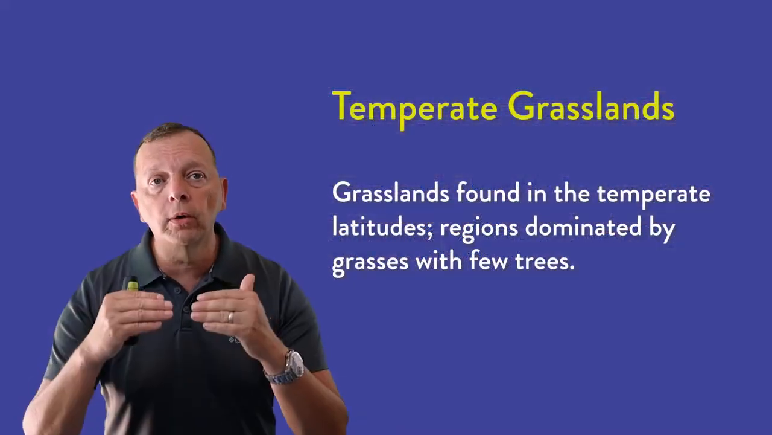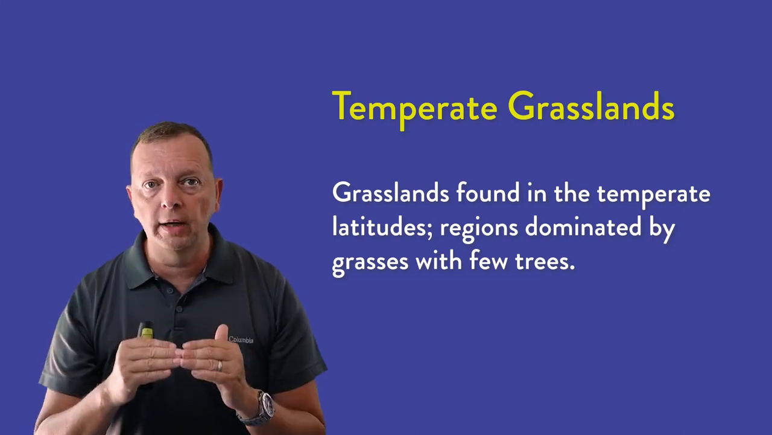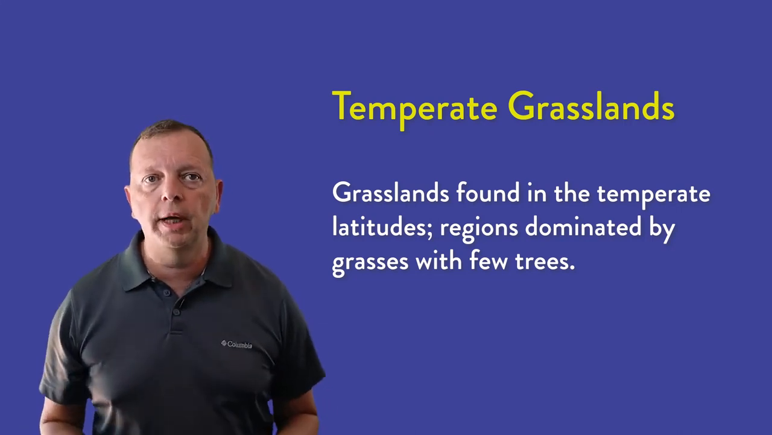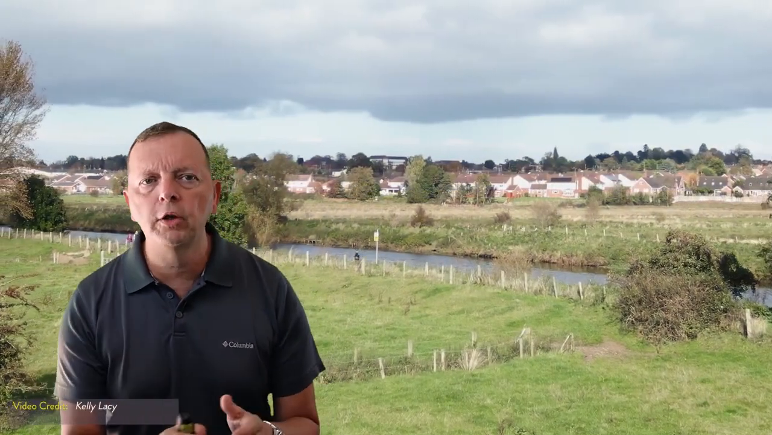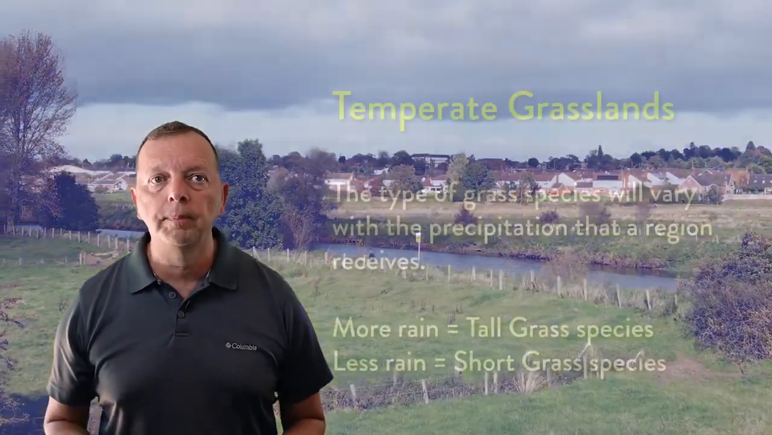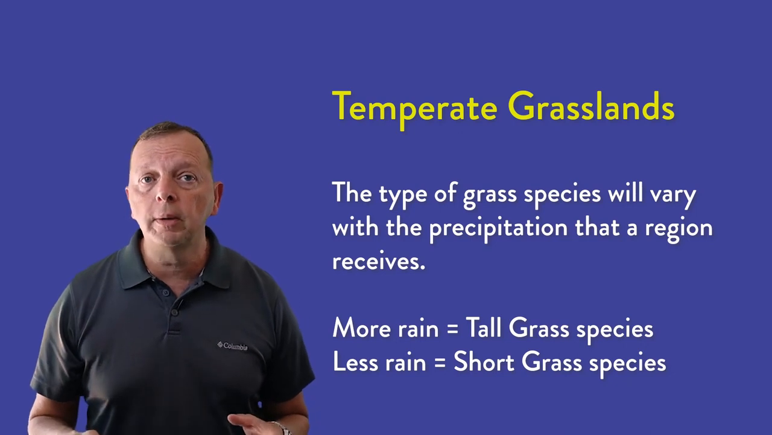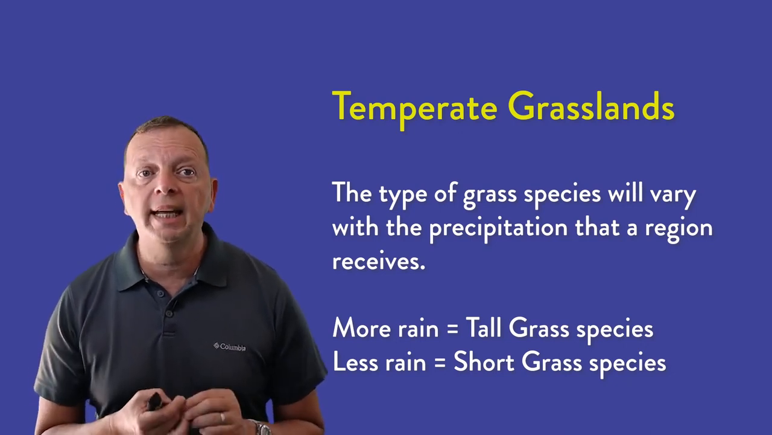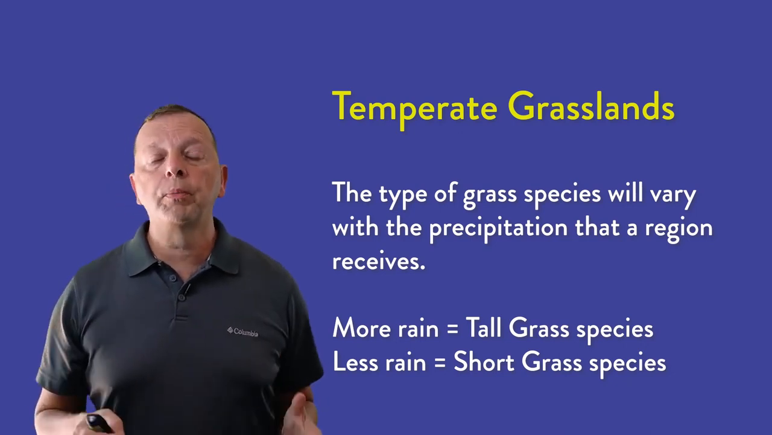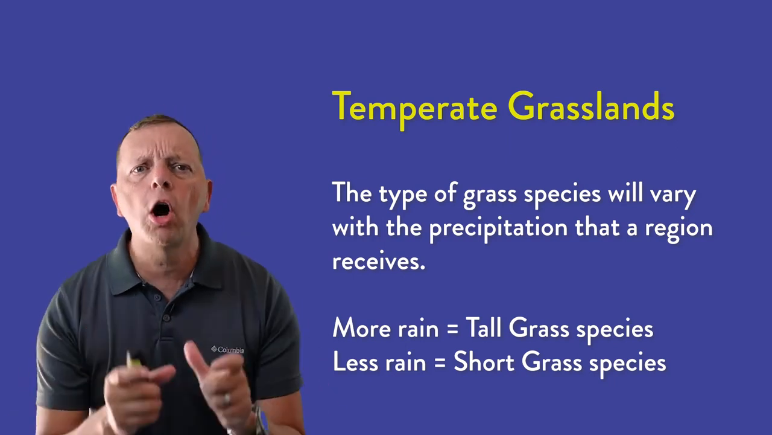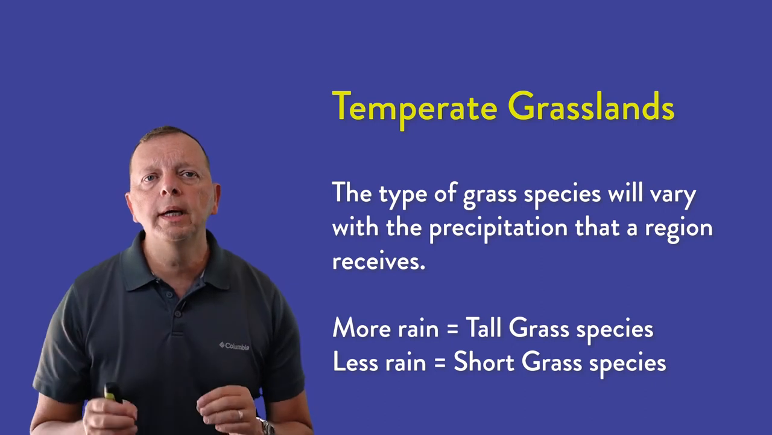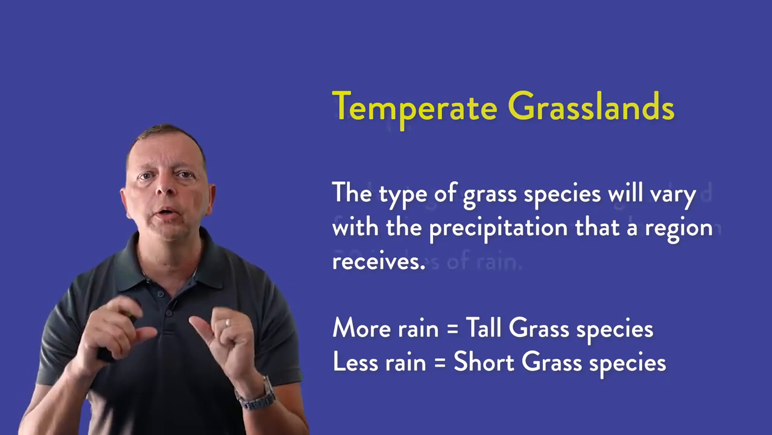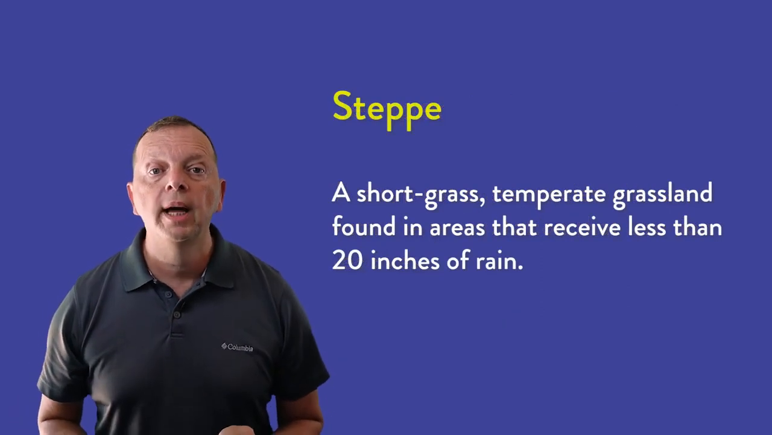As we move into the middle latitudes, we get temperate grasslands in which grasses dominate the vegetation. There may be trees, but usually we're going to find these trees along river valleys where there is a constant supply of water. The type of grasslands largely differ based upon the amount of precipitation that each receives. Grasslands with more precipitation will tend to have taller species of grasses. As precipitation reduces, you'll begin to get shorter grass species until you get to something called a steppe.